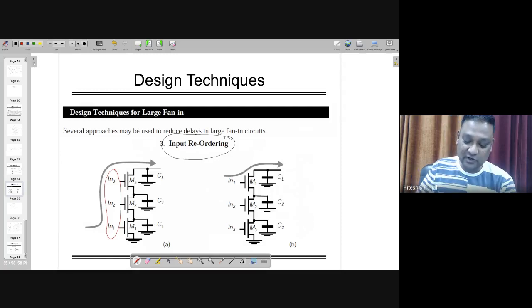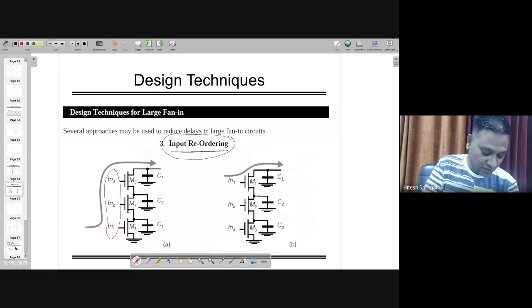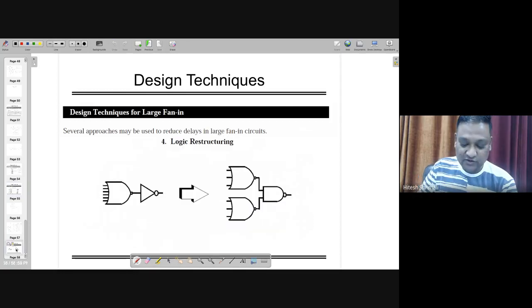Sometimes some of the algorithms are already invented for such a reordering system. If you remember, we have learned one of the algorithms during the stick diagram. So there are algorithms for making such a circuit automatically. But the crucial part is you can use the reordering and you can get the output. And the last one is you can reconstruct the logic.